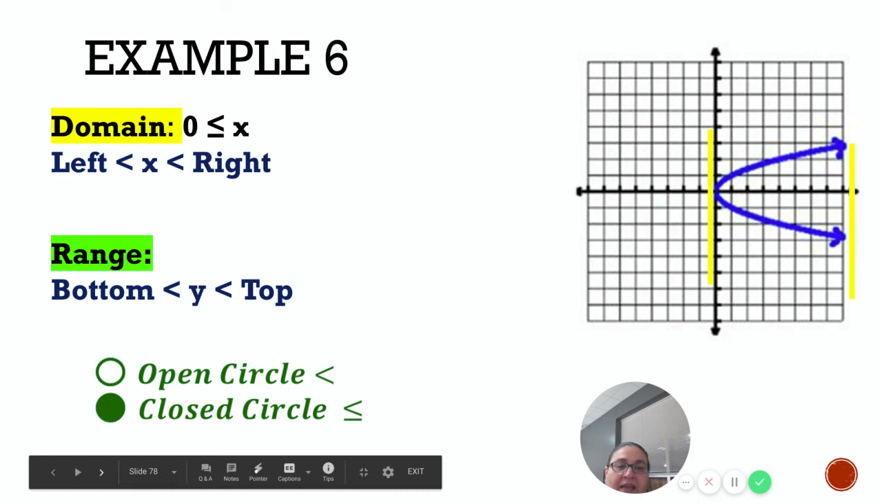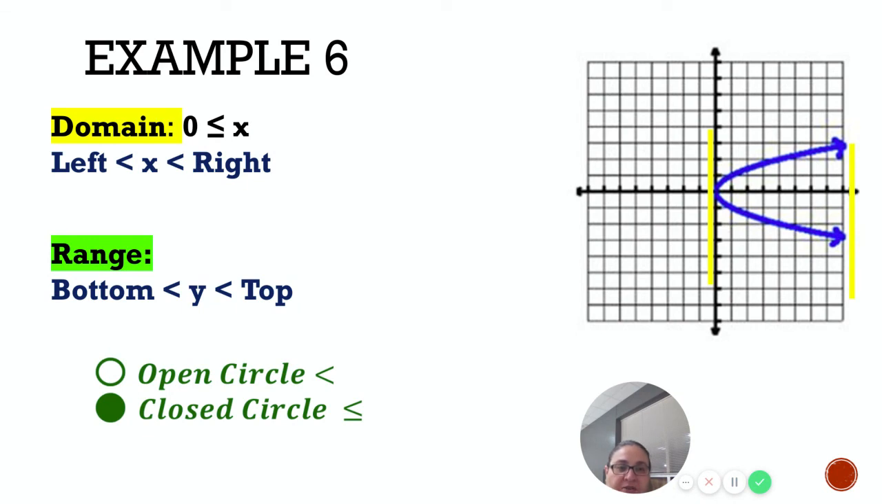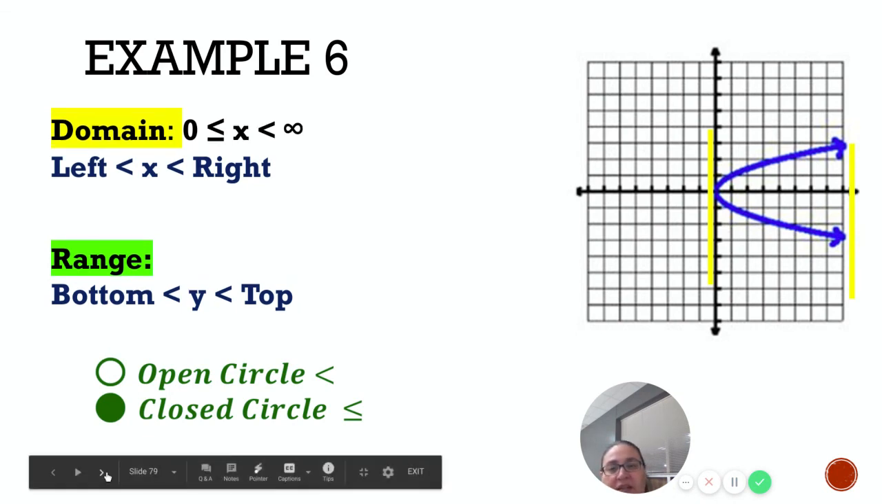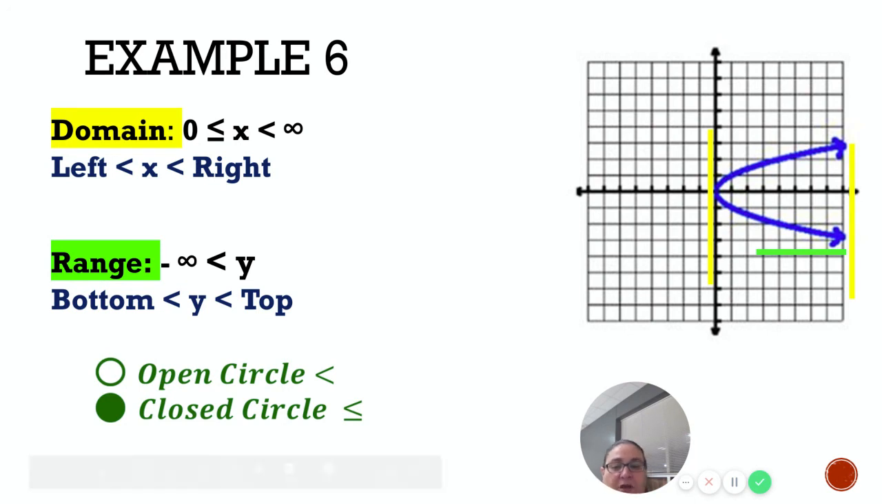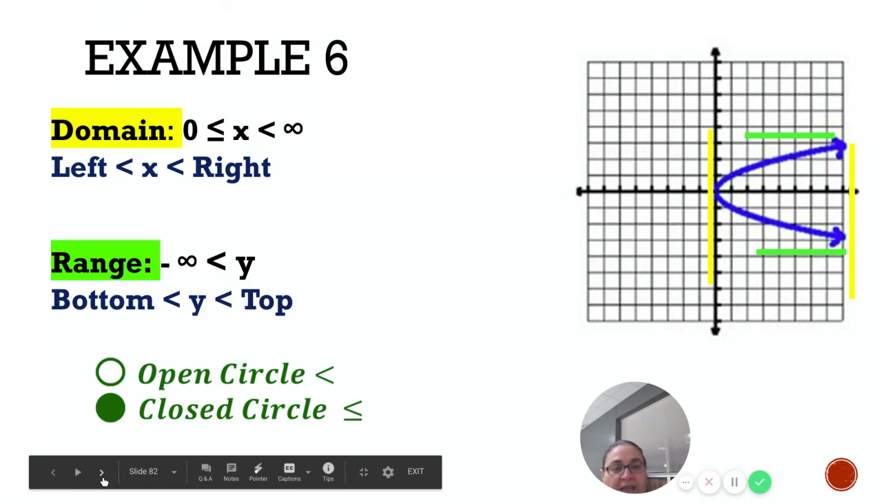Furthest to the right, I hit arrows on both the top and the bottom on the right side. So furthest to the right, since there's arrows, and it's going in the positive x direction, it would be less than infinity. Now on the bottom, the lowest I hit is an arrow, and since it's in the negative direction, it's negative infinity is less than y. Then on the top, I hit an arrow again, so it's going to be less than infinity.